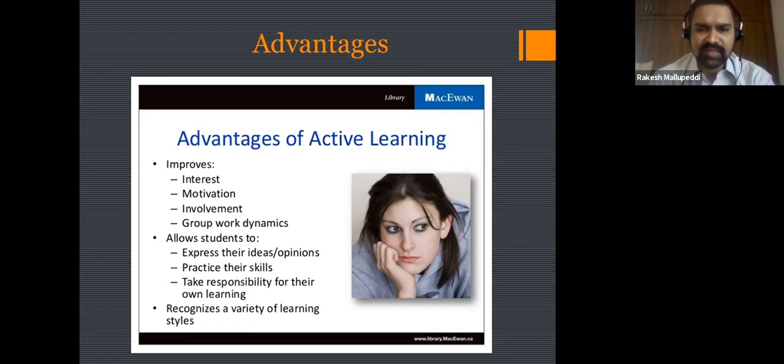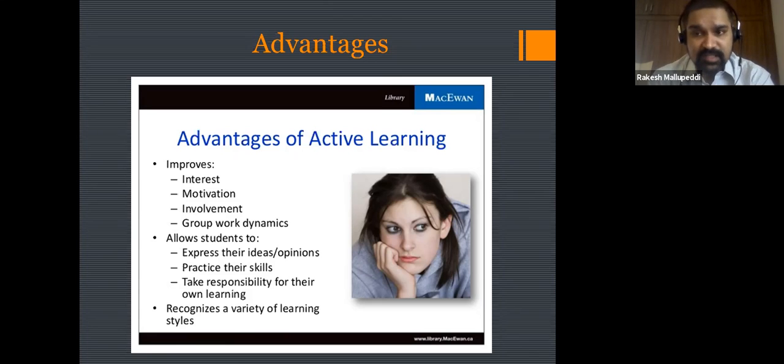Otherwise, again, they will start learning there. So a lot of this motivation, involvement, group work, these are useful for them throughout their career, not just in learning here, but throughout their career. So yes, it improves all these aspects.